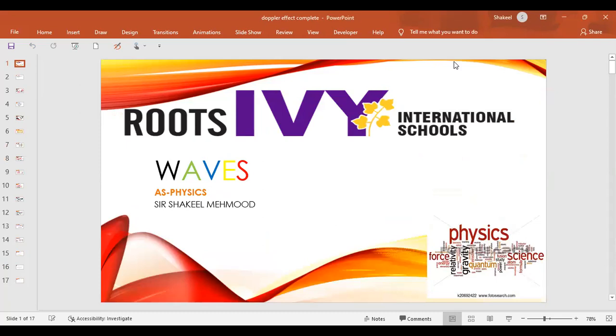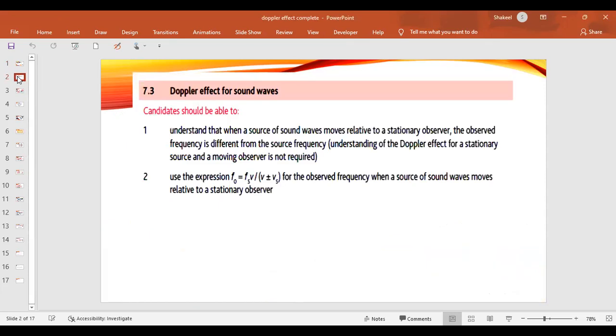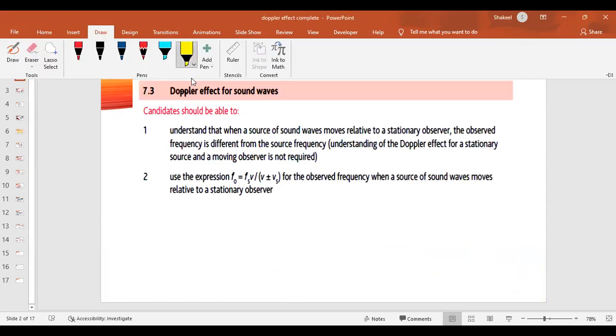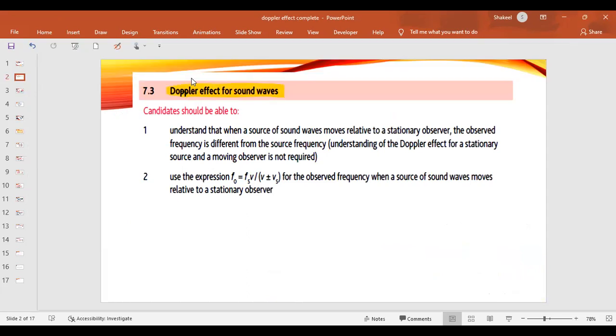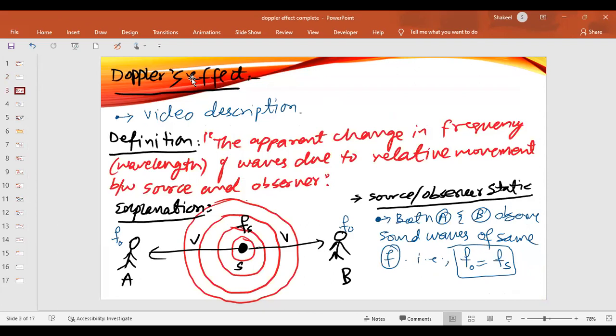Okay, so now what we have to do is go to the next topic of waves, and we will solve the questions at the end. This topic is known as Doppler's effect, Doppler's effect of sound waves. This is a very interesting topic, the Doppler effect.